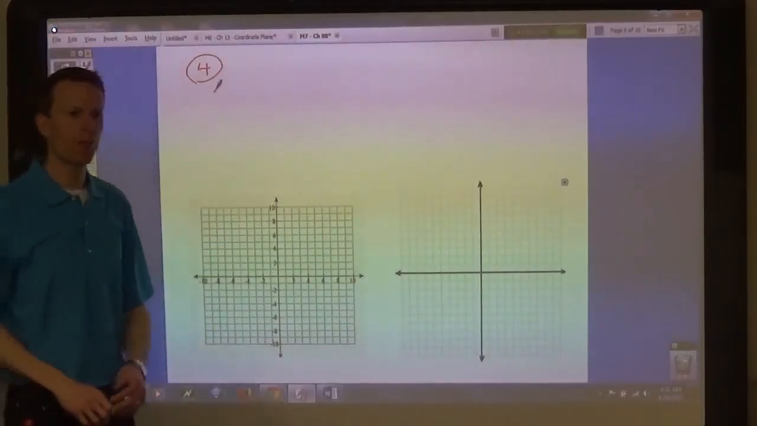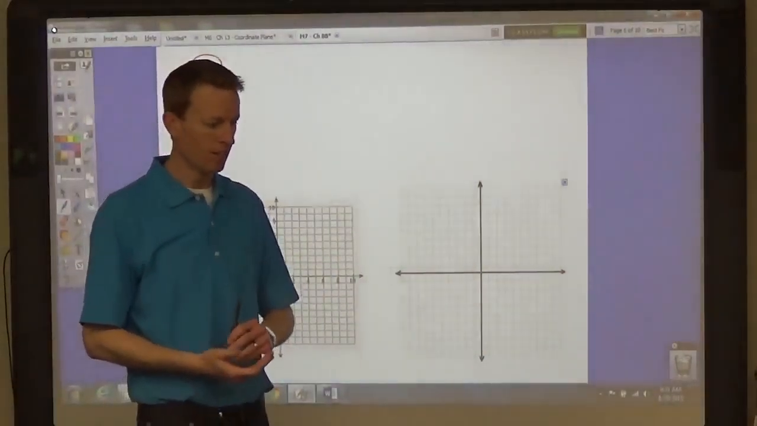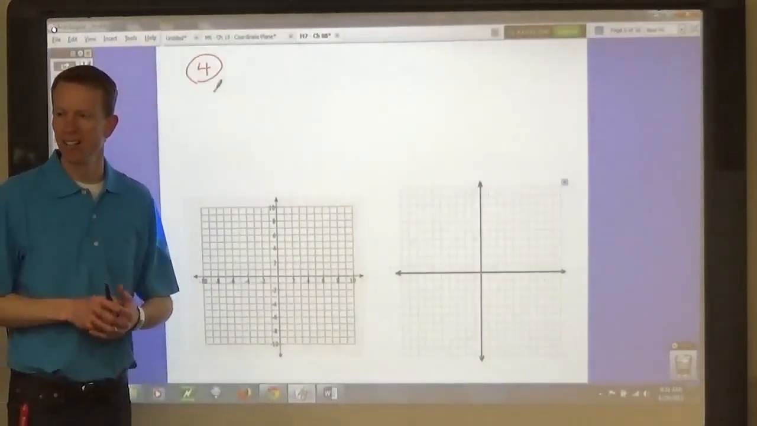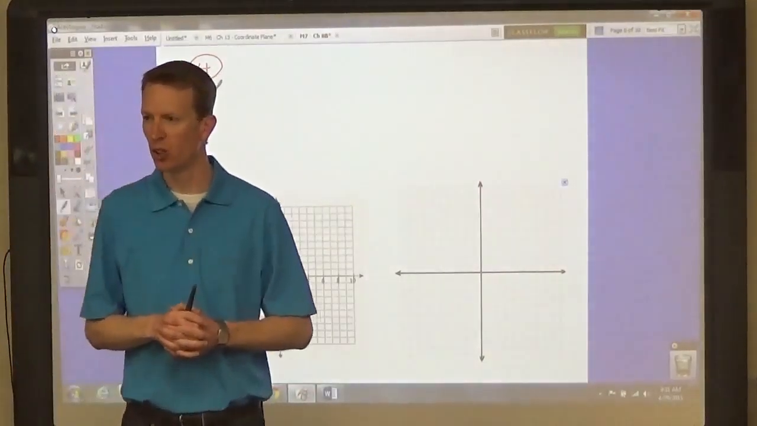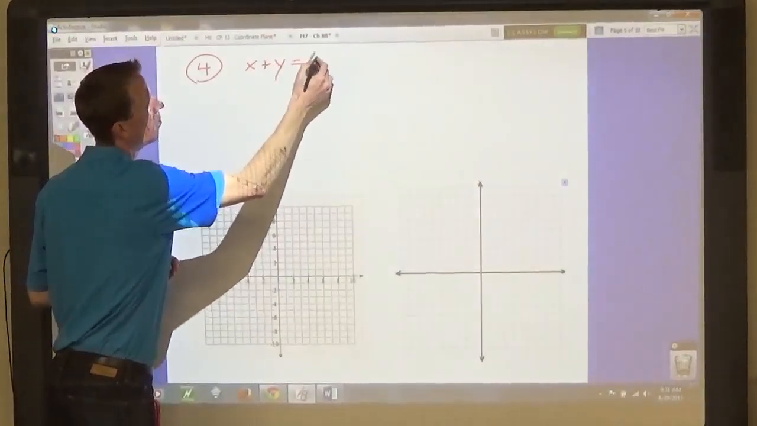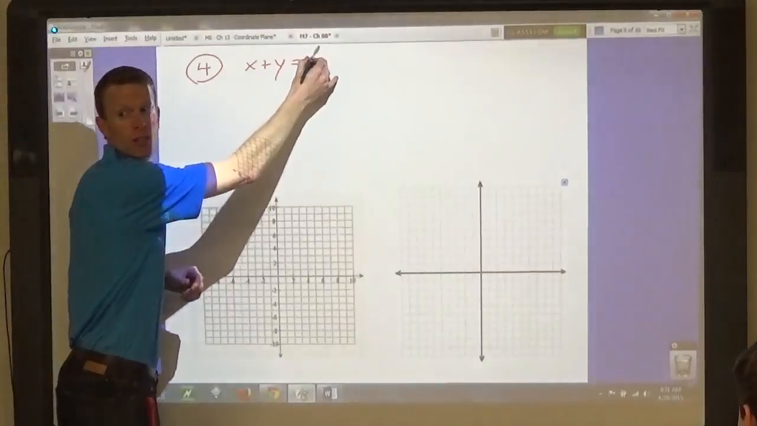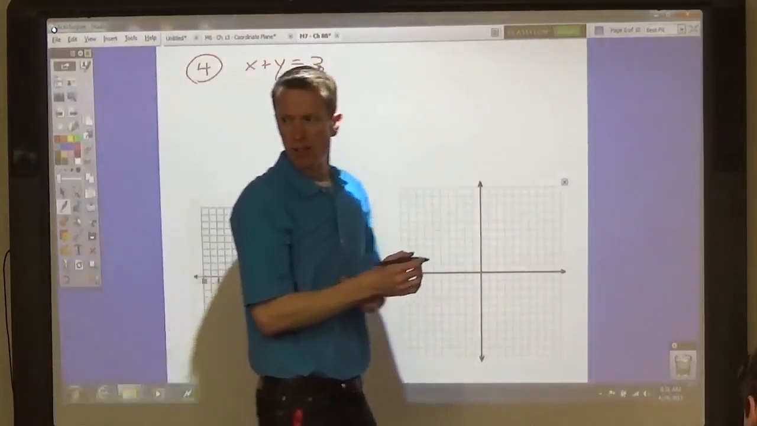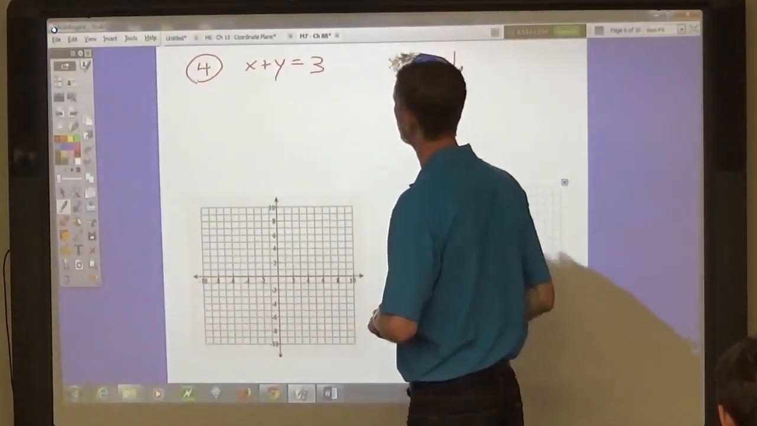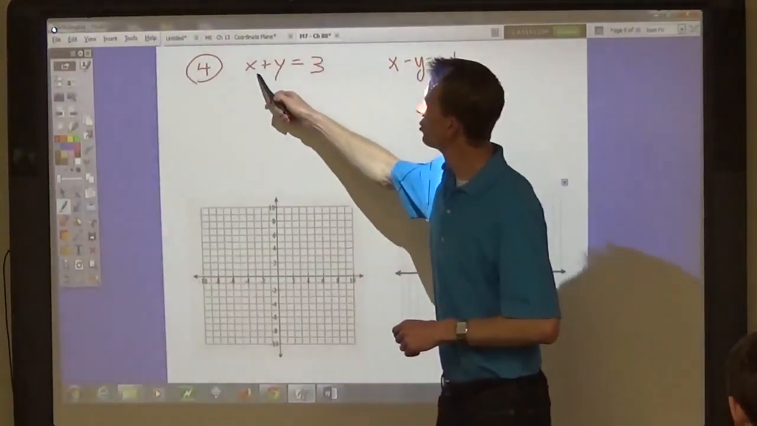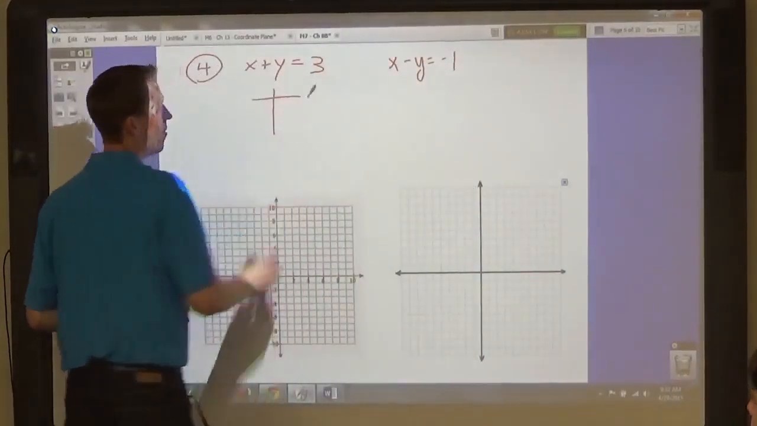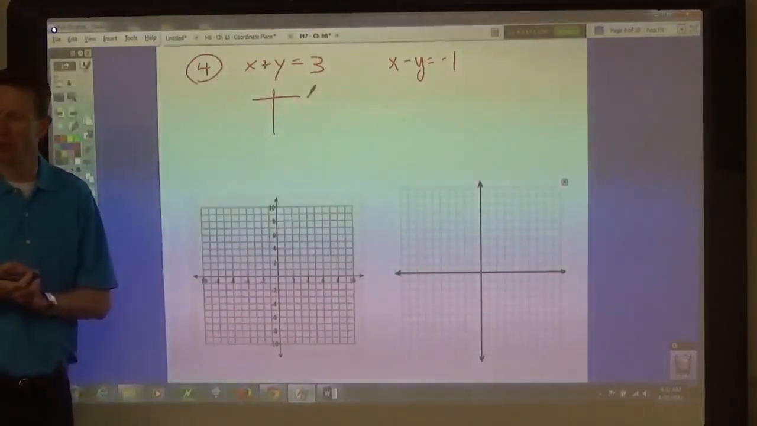What are the directions for number 4? Solve by graphing. Okay? And what is the system given? Troy? X plus y equals 3. And then x minus y equals negative 1. Okay? Now, rather than solving this, we may want to just find 2 quick points that make this true, right?